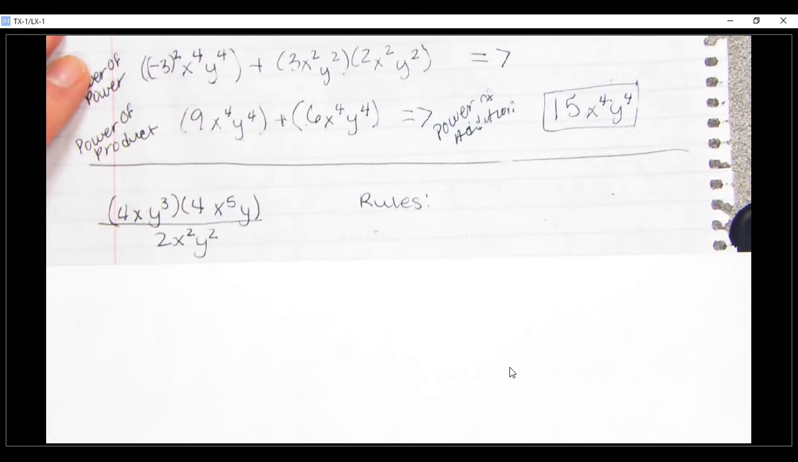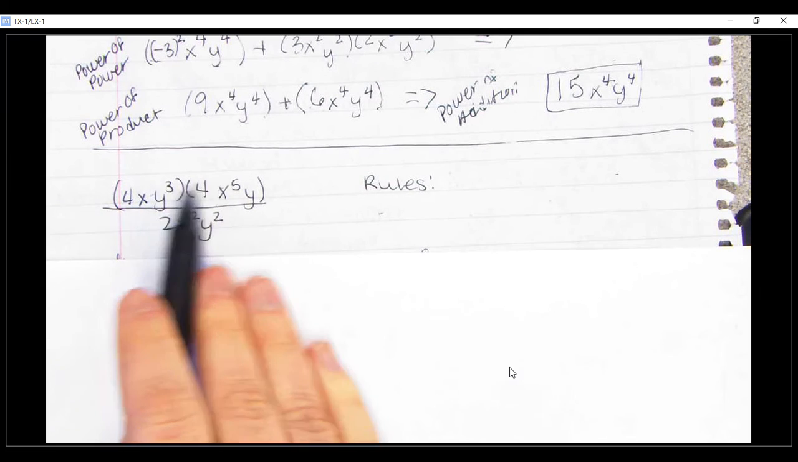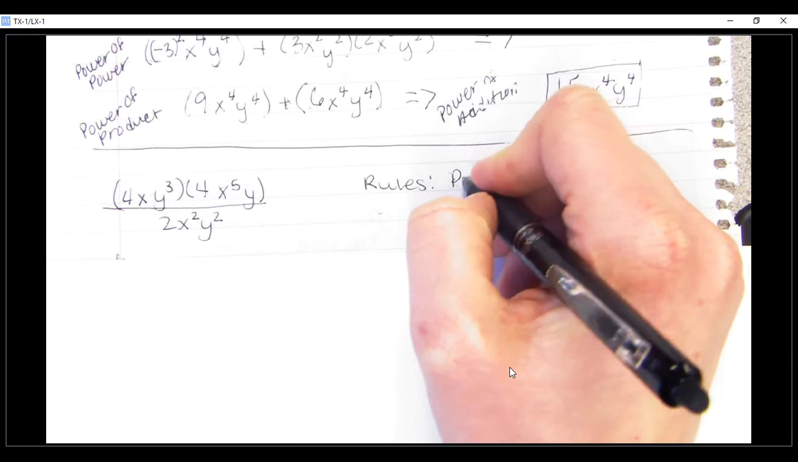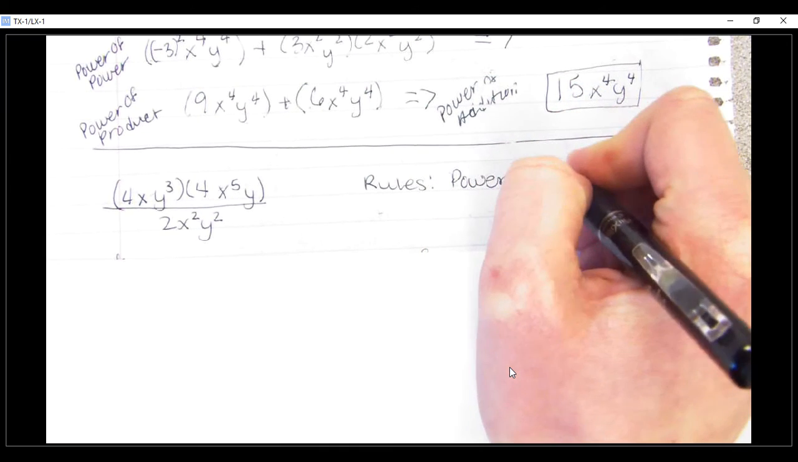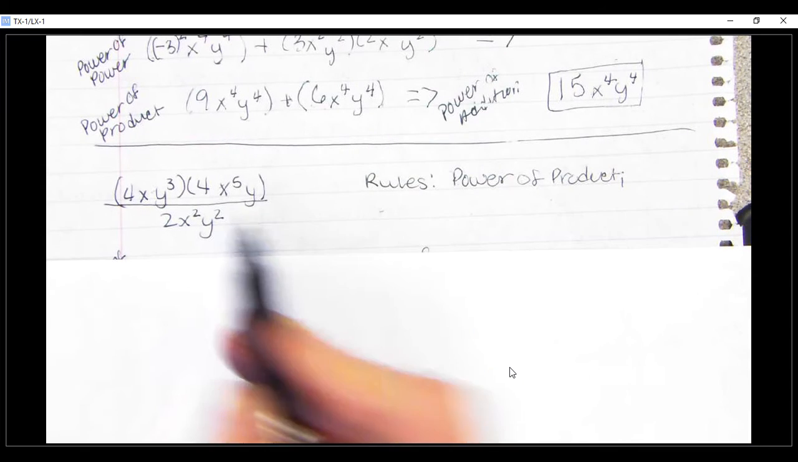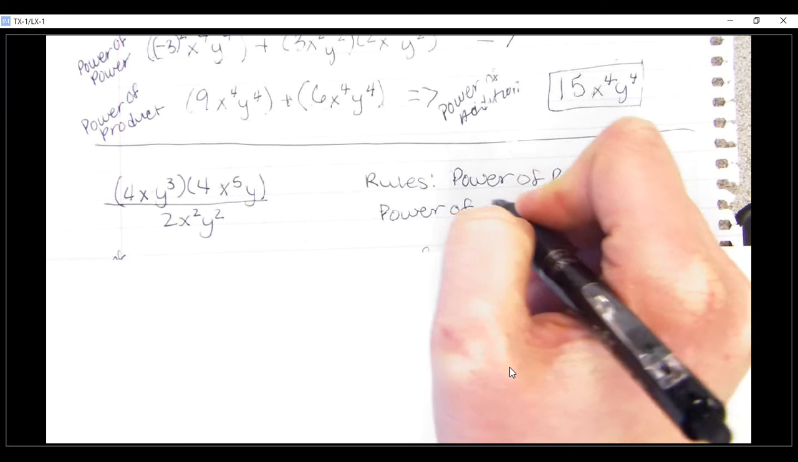One more problem I'd like to show you is 4x to the third times 4x to the fifth times y, all divided by 2x to the second, y to the second. I see 2 rules offhand. Let's see if these are the only rules we're going to be needing. The first one is I have 2 sets of parentheses right next to each other. That means multiplication. So I have power of products. I also see that division line, so that means it is going to be power of quotients.